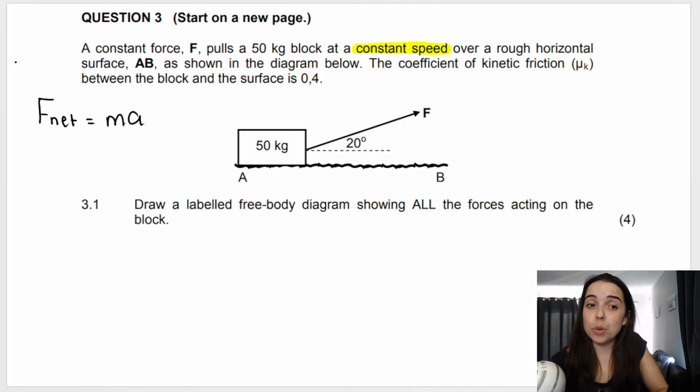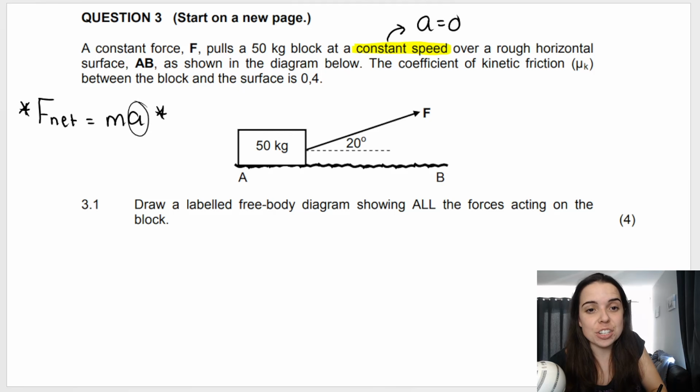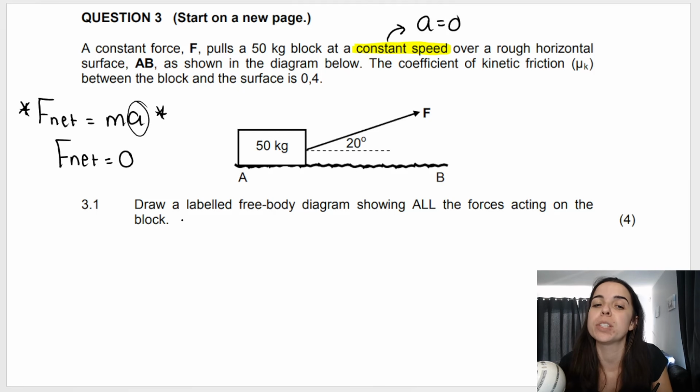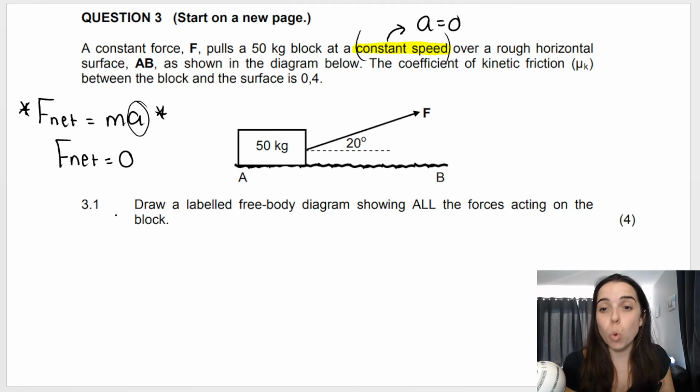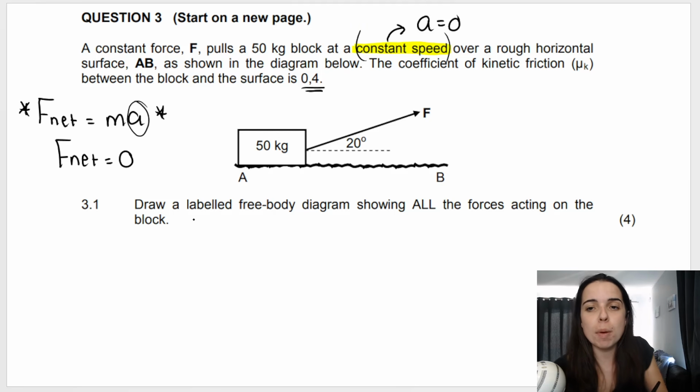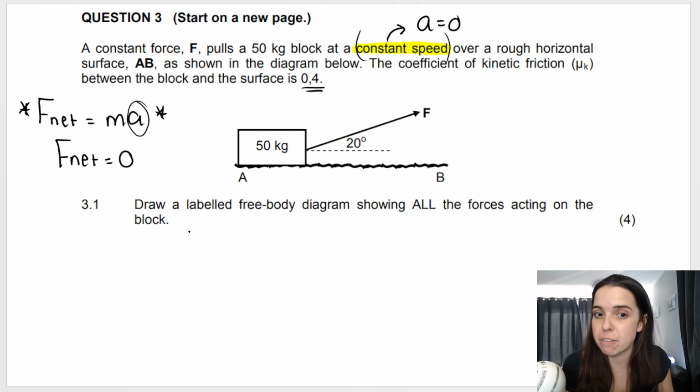What that means is if you have this formula over here, F net equals ma, because the speed is constant, it means that acceleration is 0, and if acceleration is 0, then F net is equal to 0. So that's very, very important about a Newton's first law question. This phrase is what identifies this question as a first law question. They also give me the coefficient of kinetic friction as 0,4. Remember, coefficient of friction does not have a unit.